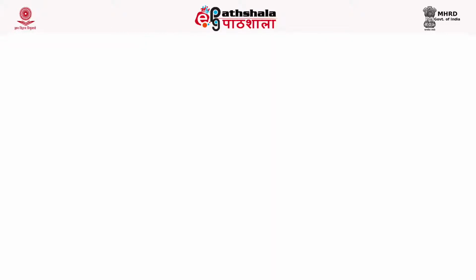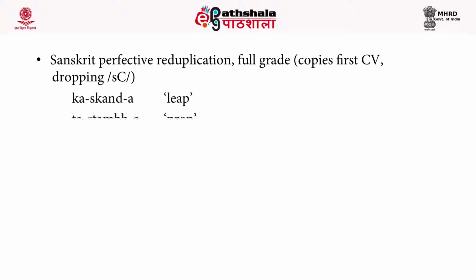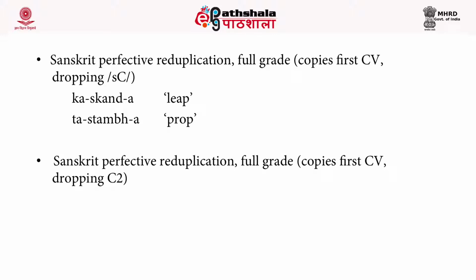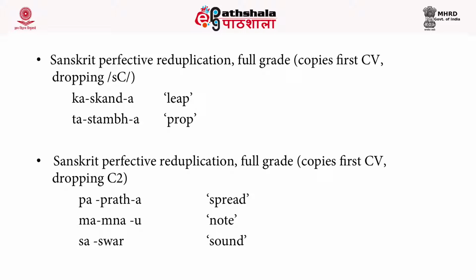Now let us talk about Sanskrit perfective reduplication. When we have words like skand and stamb, we have kaskanda and tastamba. Now what we are seeing is that the sa gets deleted. In skand we only take ka, and in stamb we only take ta. So it becomes ka skanda and ta stamba. Sa is getting deleted here.